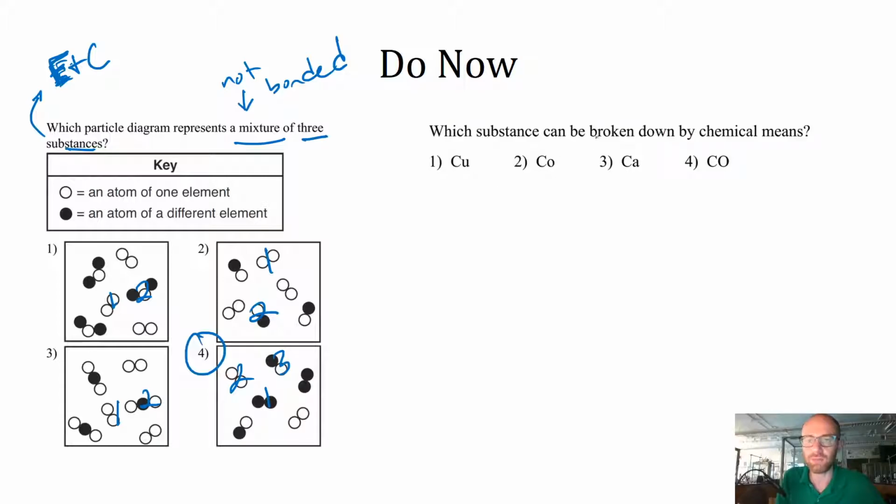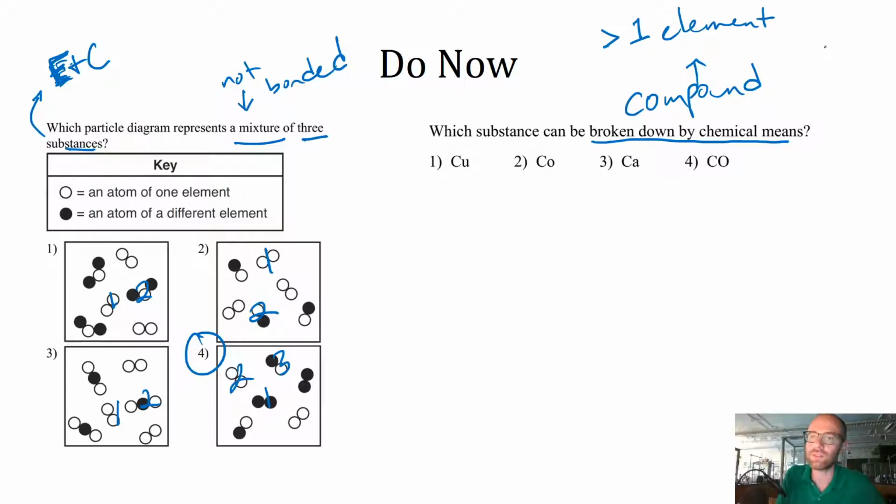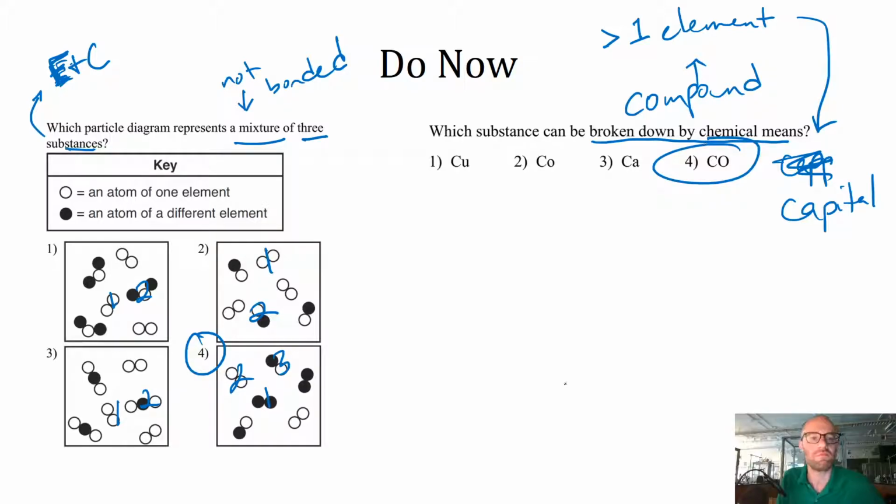Which substance can be broken down by chemical means? This is again code for compound. And then again, you have to know that compound means greater than one element. Now looking at the answers, they're asking us to use the symbols, and we know that elements are capital letters. So we're looking for more than one capital letter, and that means that that's our answer.